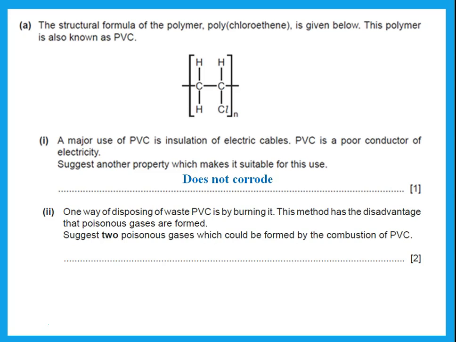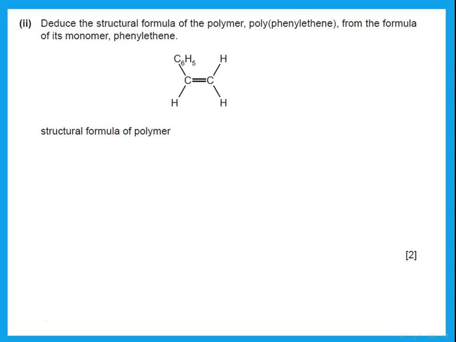Remember that when we burn any organic compound, which poisonous gas is formed? We said incomplete combustion of an organic compound forms carbon monoxide. But then he's saying, I want another poisonous gas. So what is the other poisonous gas that you think would be formed? Is chlorine.